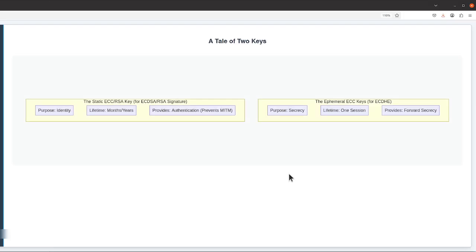A tale of two keys. This slide provides a final, clear summary of the two types of keys and their jobs. The ephemeral ECC keys, generated on the fly, are the domain of ECDHE. Their purpose is secrecy. They exist only for one session, and they provide forward secrecy. The static ECC or RSA keys, which live in the certificate, are the domain of ECDSA or RSA signatures. Their purpose is identity, they are long-lived, and they prevent man-in-the-middle attacks. Security comes from keeping these roles separate.